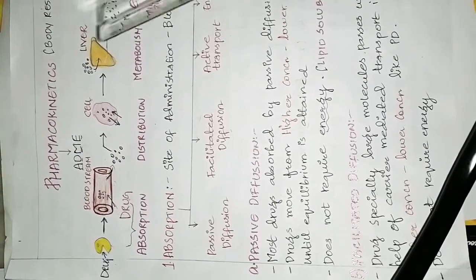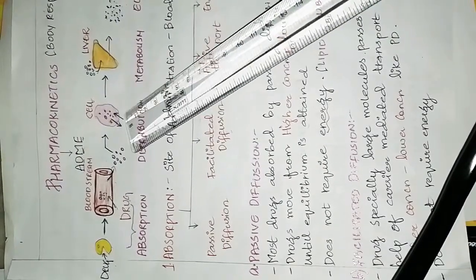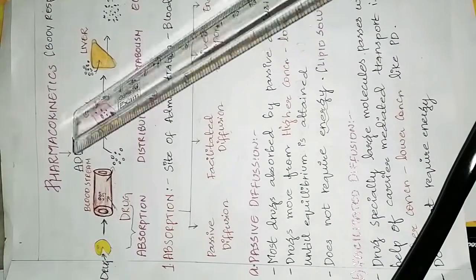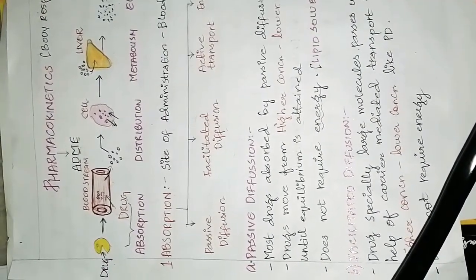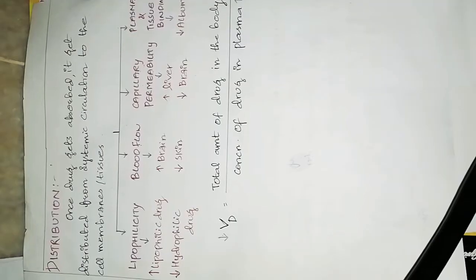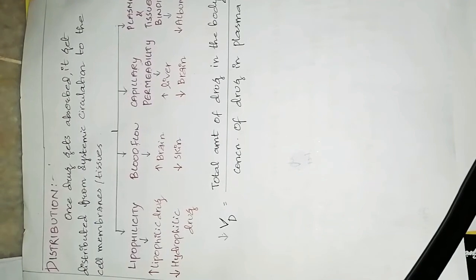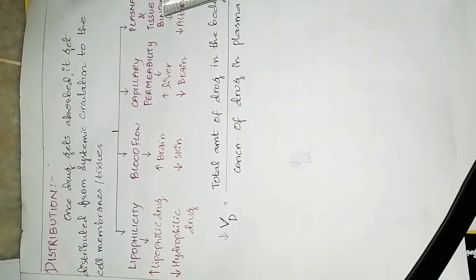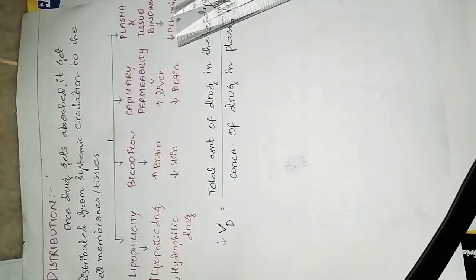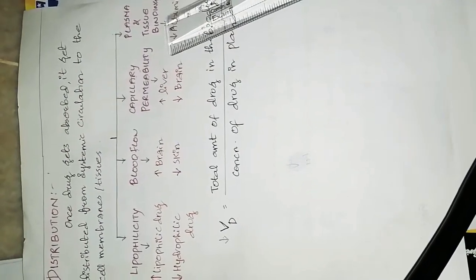What is distribution? It is the movement of drug from the bloodstream to the cell, that is, it may be inside or outside the cell. That process is known as distribution. Once the drug gets absorbed, it gets distributed from the systemic circulation to the cell membranes or the tissues. Distribution depends on 4 factors: lipophilicity, blood flow, capillary permeability, and plasma and tissue binding.